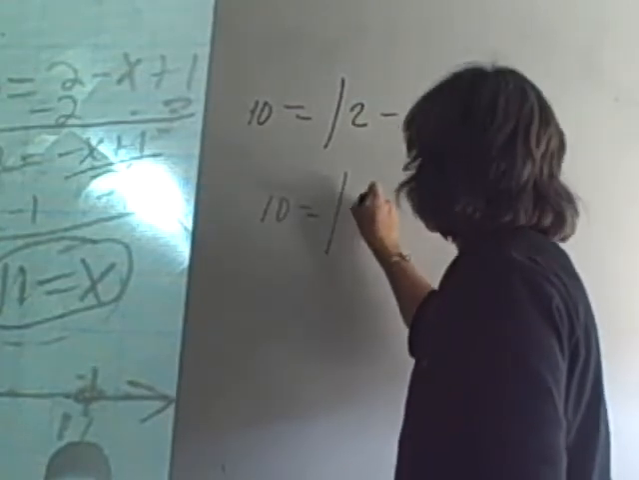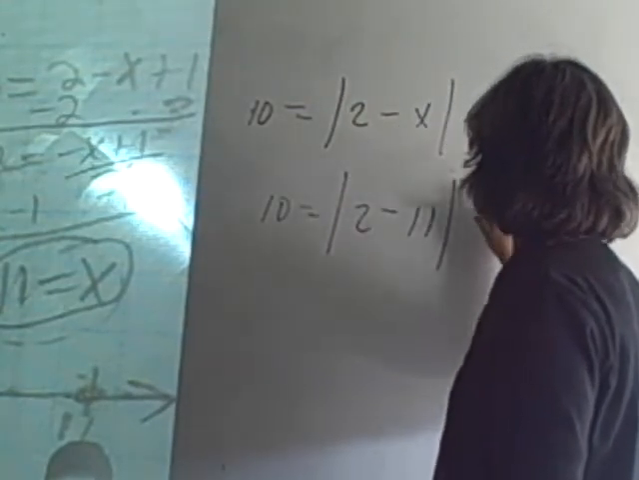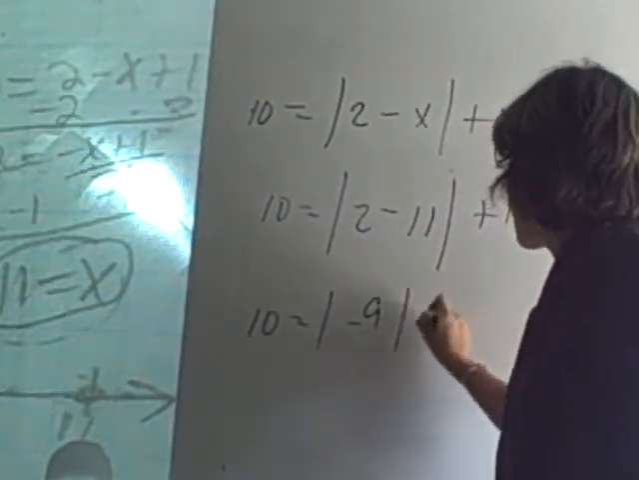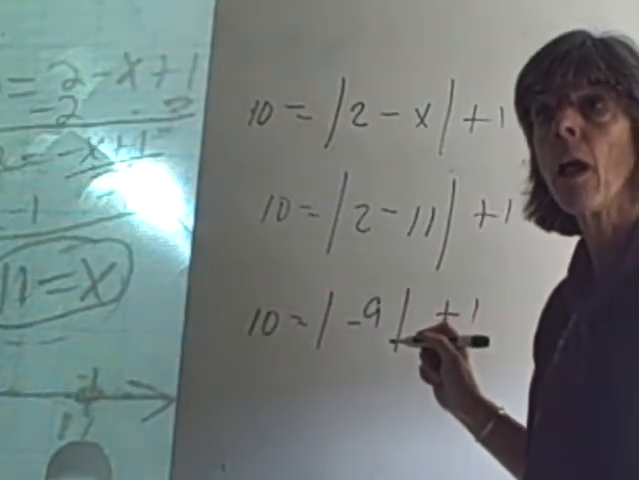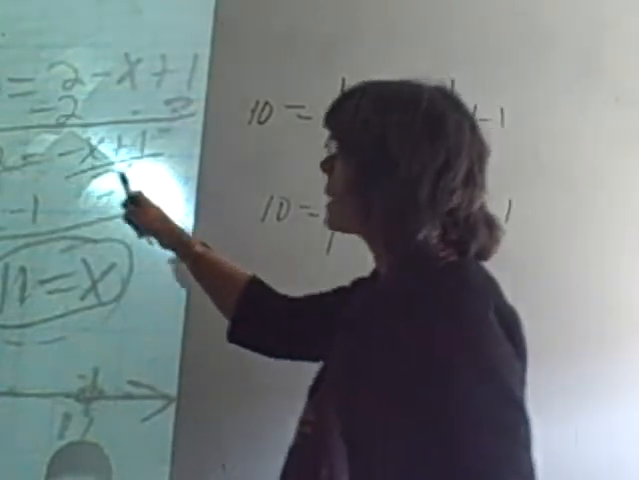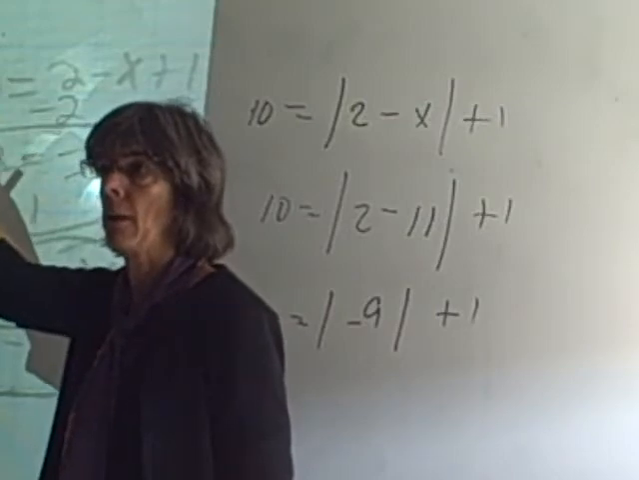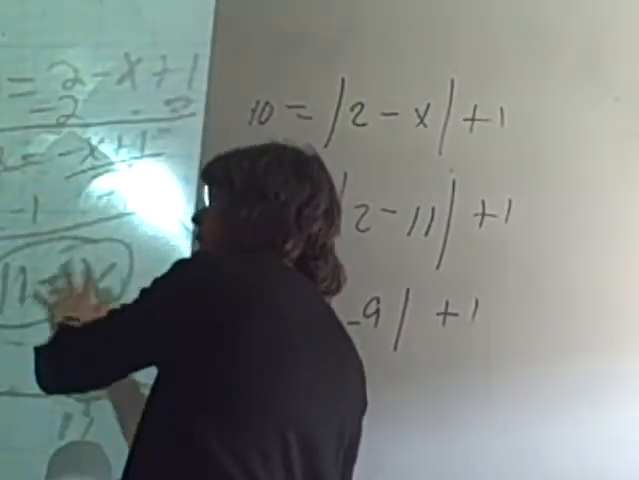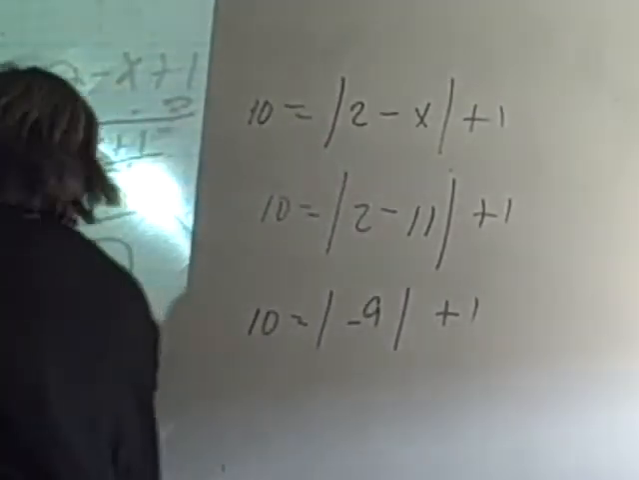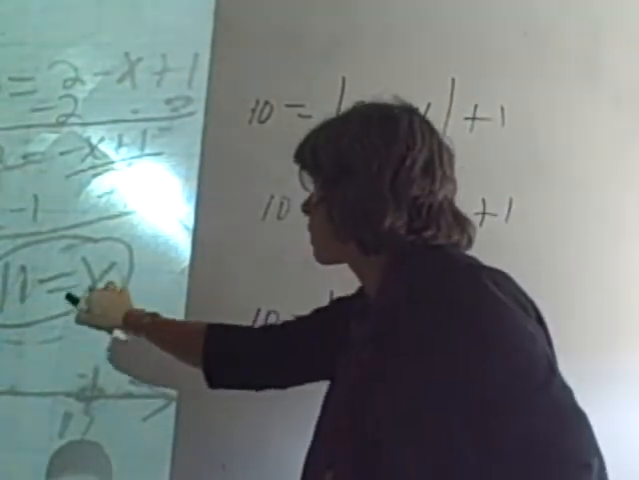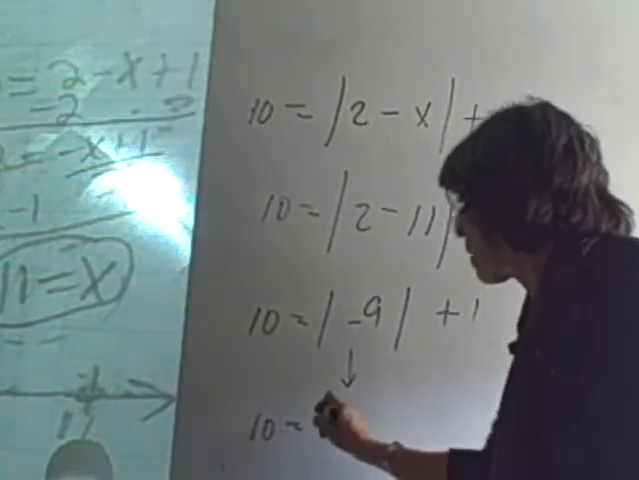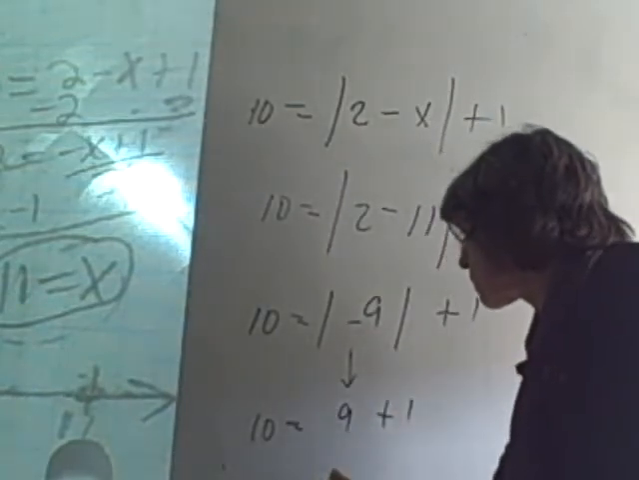10 equals the absolute value of 2 minus 11 plus 1. 10 equals the absolute value of -9 plus 1. 2 minus 11. We did make it a negative when we were solving it. But once we have found our value of x, I go back to the original and I test it. And we said that x was equal to 11. It comes out of the absolute value box as a positive. And this is a true statement.